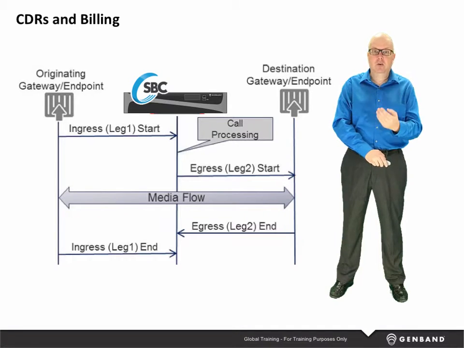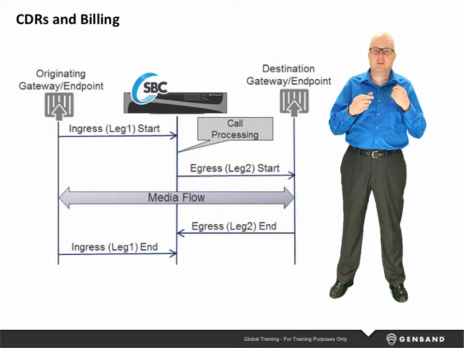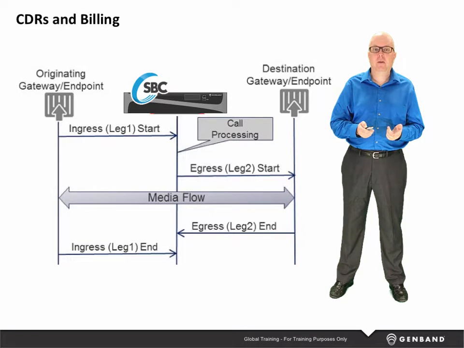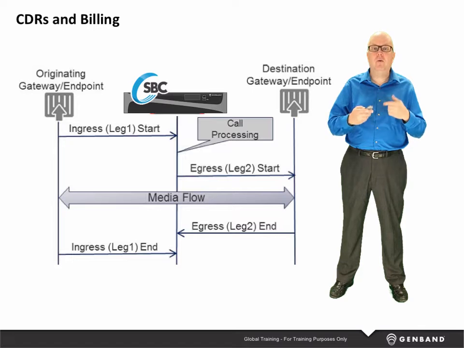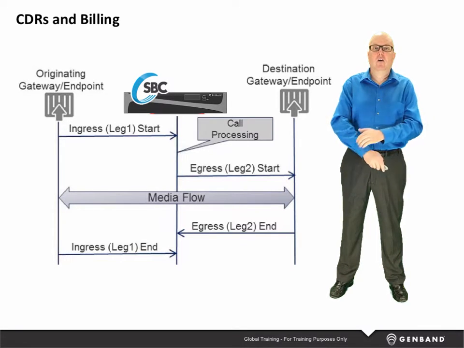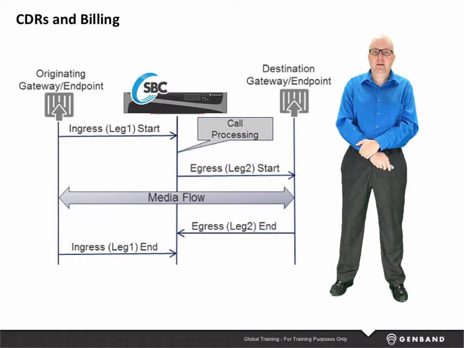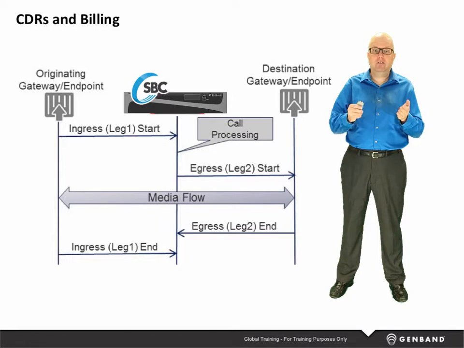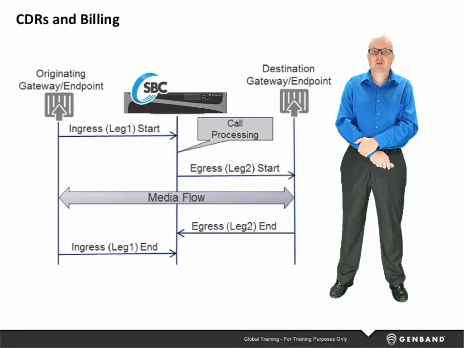And when we get 200 OKs completely around the table in both directions, the audio will be hairpinned through the session border controller or potentially through more than one SBC. But again, it's that call leg 1 end that typically generates the CDR on the application server. We do have the ability to generate a CDR for end of leg 1, end of leg 2, leg 1 start, leg 2 start. We can generate CDRs for all of the different scenarios.